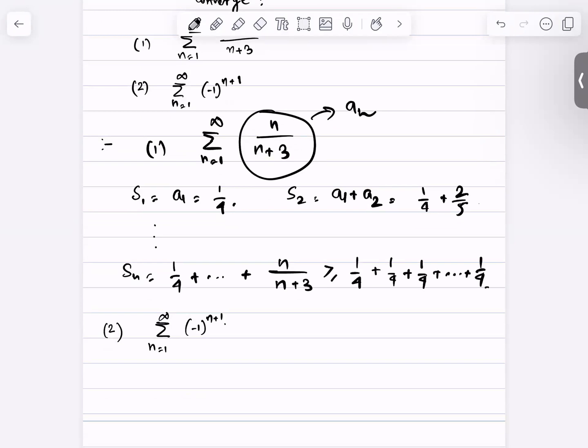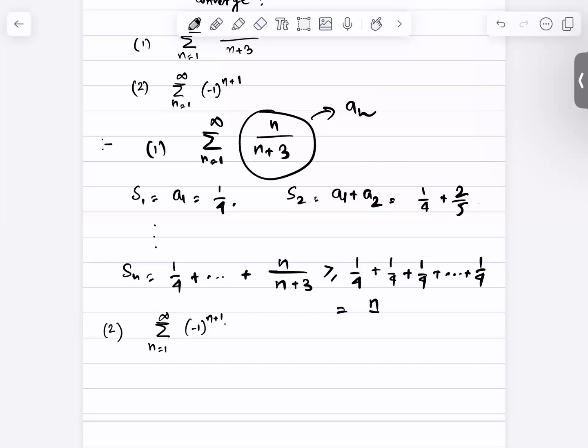Because all of the next terms after A2, A3, A4, and so on, are bigger than 1 over 4. Okay, this an is basically increasing. So the first term is 1 over 4, the second term, as the an sequence is increasing, will again be bigger than 1 over 4. But when I replace everything with 1 over 4 here, then I'll get this inequality, bigger than inequality.